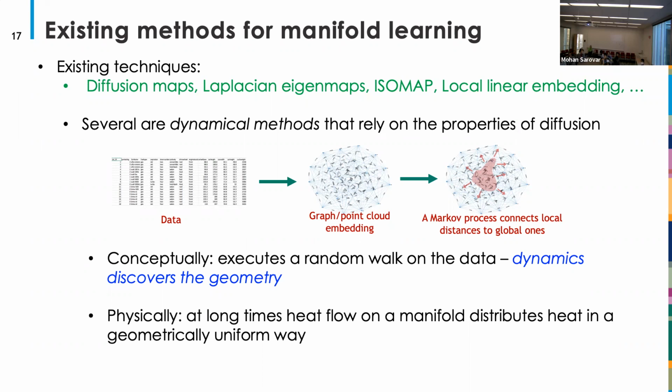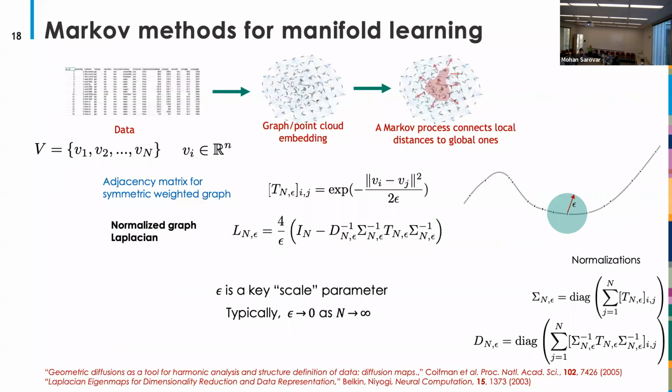And heat flow on a manifold at long times distributes that heat according to the geometry of that manifold. So if I have a cylinder, for example, and I start heating one end of it, that heat is going to distribute itself along the cylinder, not in the gap, right? And that's exactly the same thing that's happening here. At long times, you look at the distribution of heat, and the data set gives you the geometry from that. That's the physics explanation for why things like diffusion maps work.